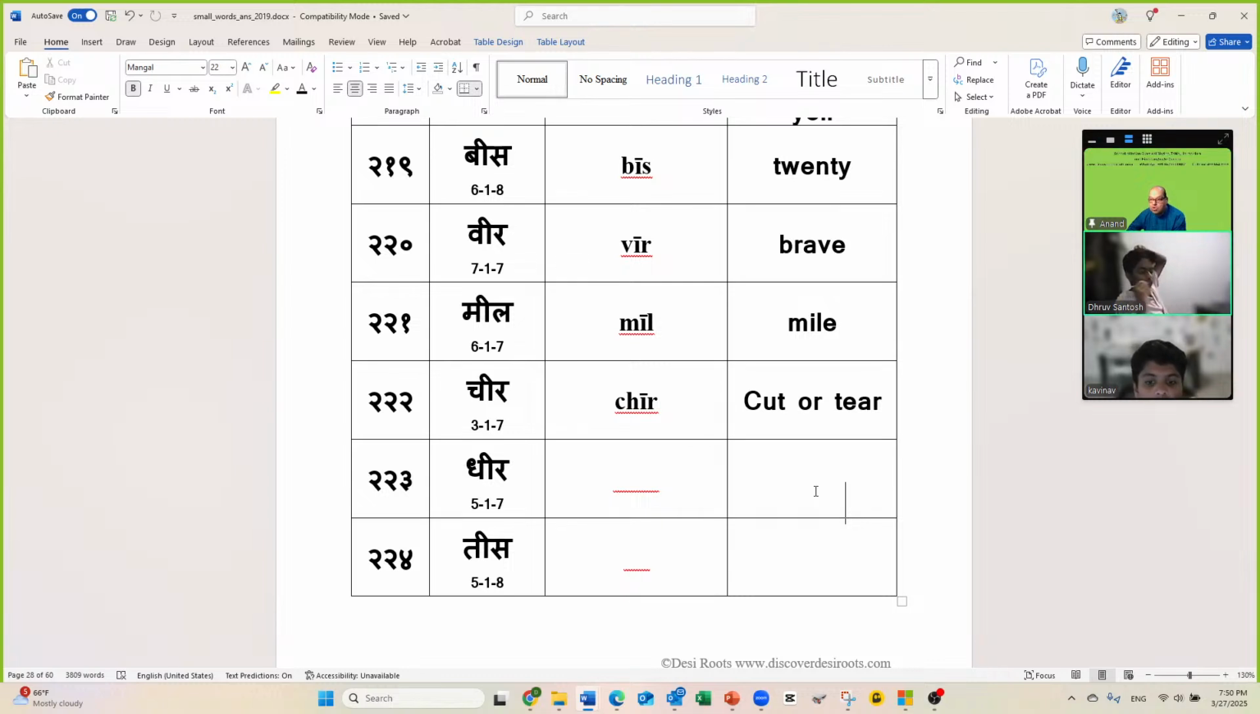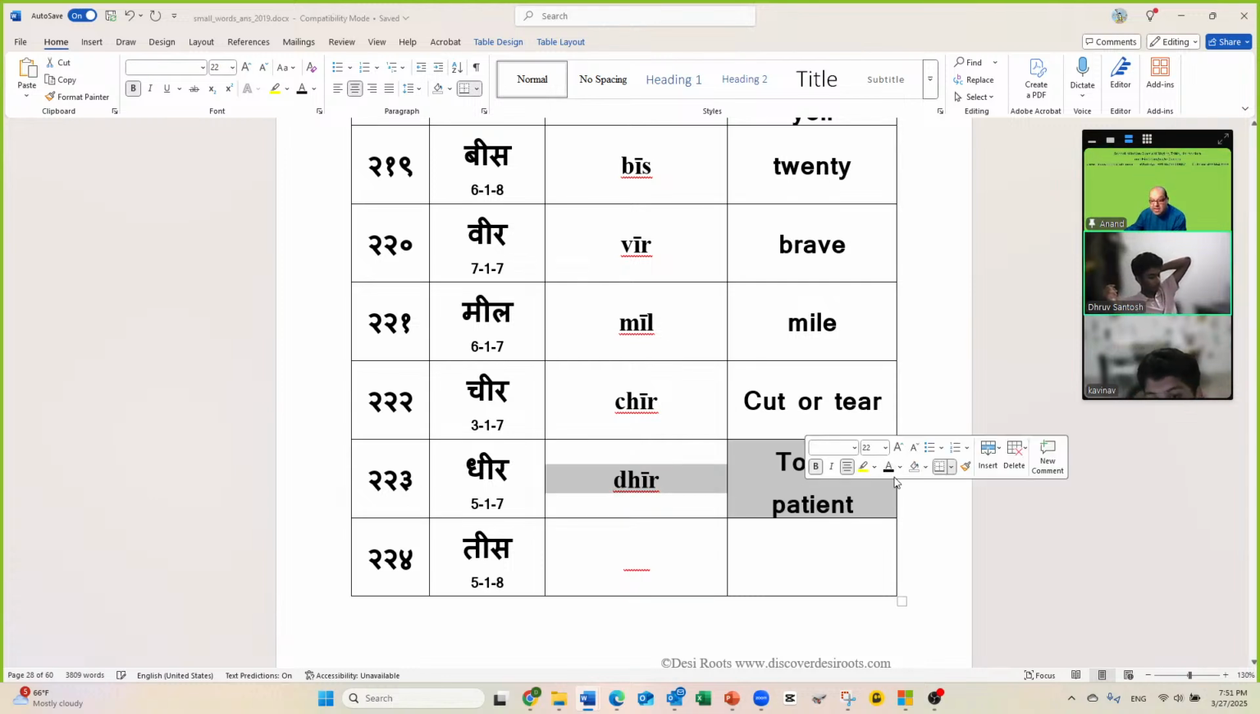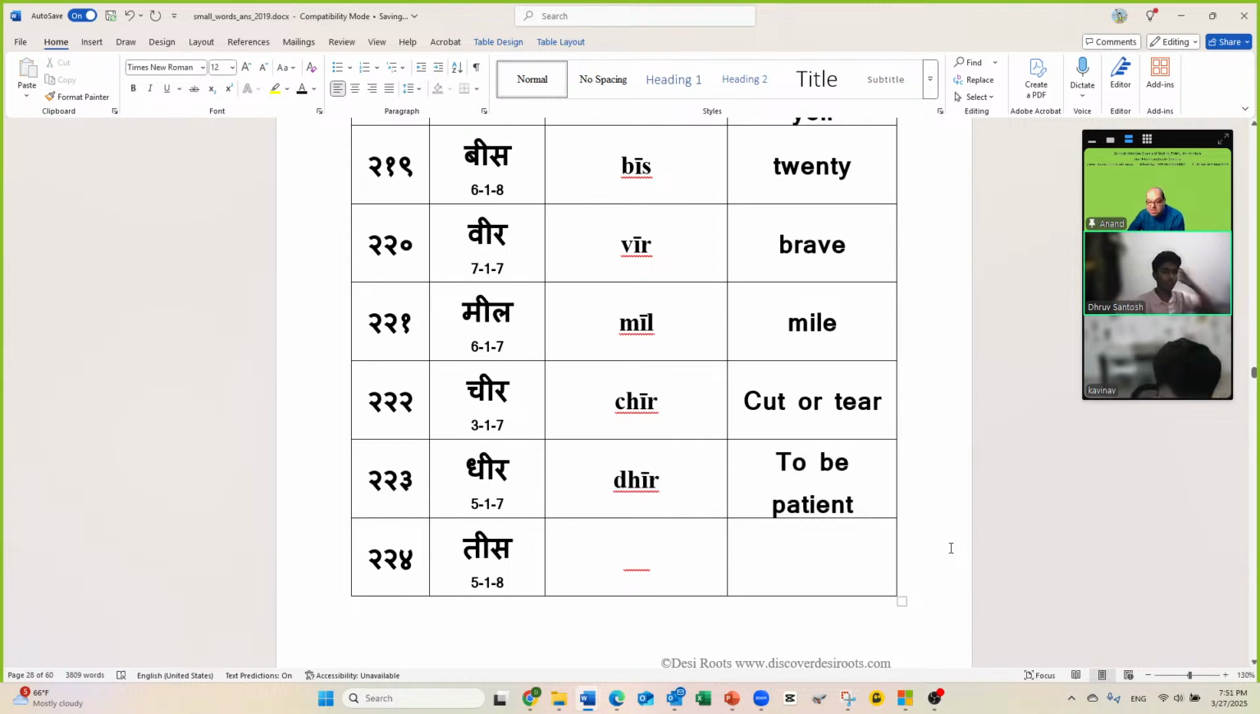Okay, so Mahabharat. Okay, Dhruv, give me the next word. It's not there. It's dheer. Repeat with me. Dheer. Oh, dheer is to be patient. I forgot to put the matra.